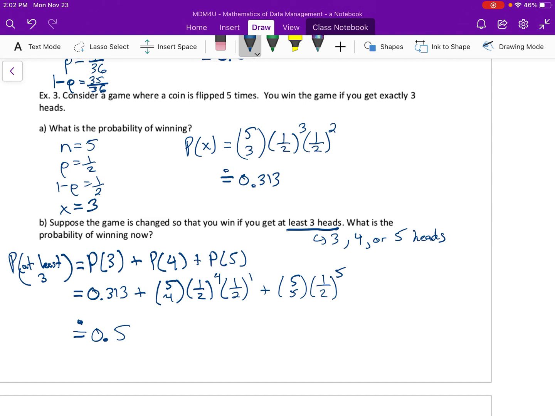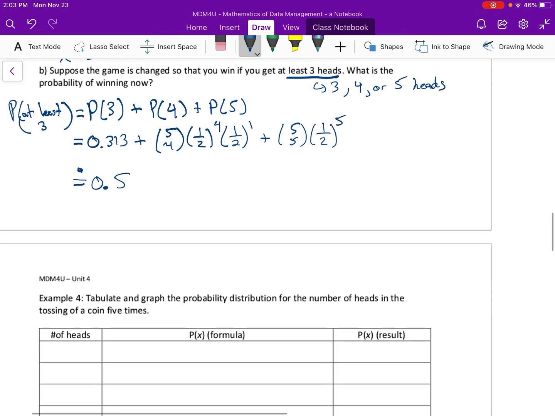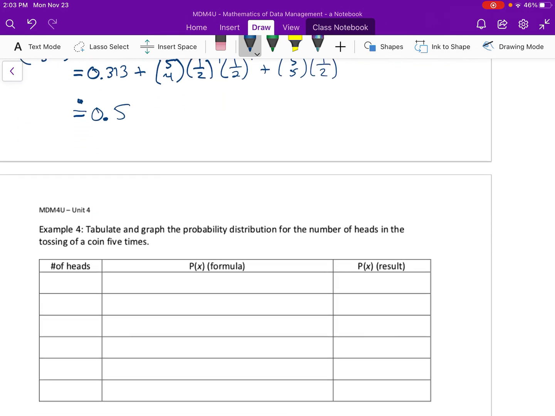And the flip of that, you could do this as the complement, where you go 1 minus the probability of the opposite, which would be the opposite of 3, 4, and 5, which is 0, 1, and 2. So it ends up being a bit more work to do the opposite, but you could do it that way as well. This is an example where it leads to the fact that you could actually just find all of the probabilities and hence get a probability distribution. So that's what we're going to do here.